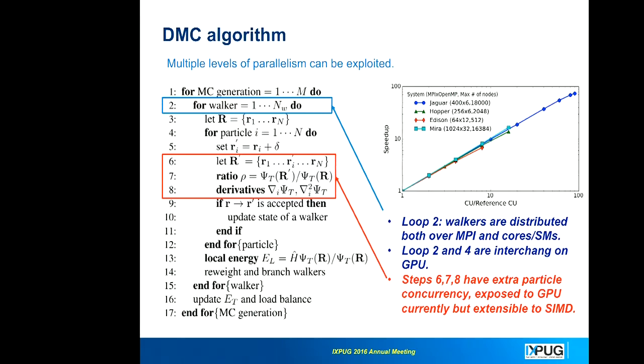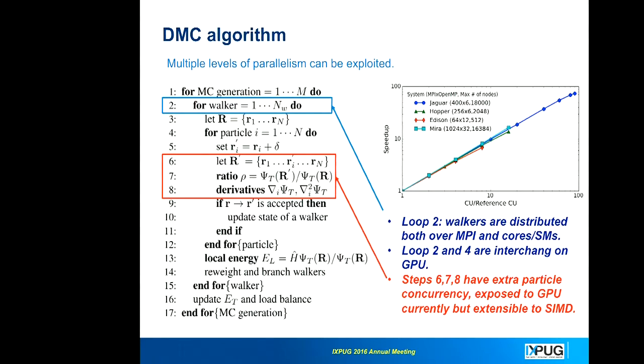This is the algorithm, the pseudocode. As I mentioned, the walker is a very high level of parallelism you can expose, and we use it a lot. You can easily distribute it across MPI ranks and get almost ideal weak scaling. Then there's another concurrency you can expose, hidden here. This part has a very heavy computational cost. The concurrency is order N, where N is the number of electrons. If you can use it, for example with SIMD, you will get a huge benefit.